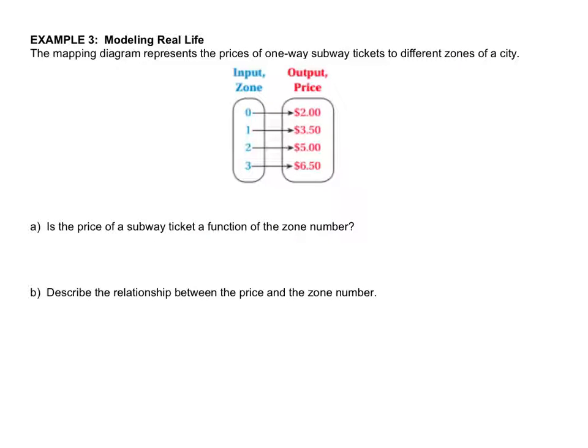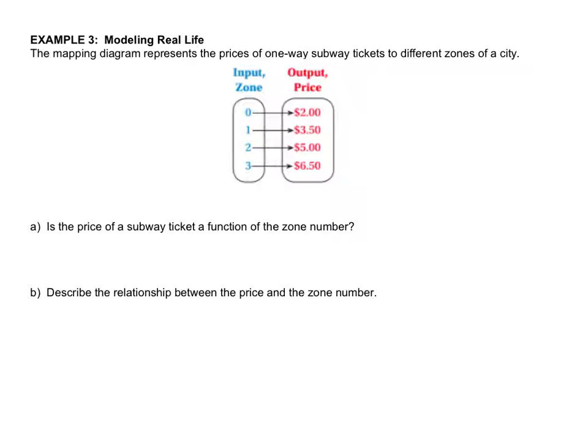So the last one here we want to look at, we have a mapping diagram representing the prices of a one-way subway ticket to different zones of a city. So if we just look at this, we're seeing that in zone 0, the price is $2. In zone 1, it's now $3.50. Zone 2, it's $5. Zone 3, it's $6.50.